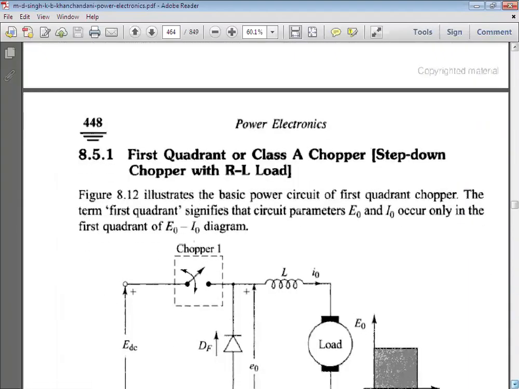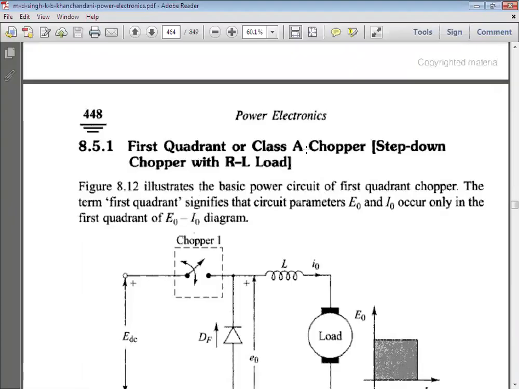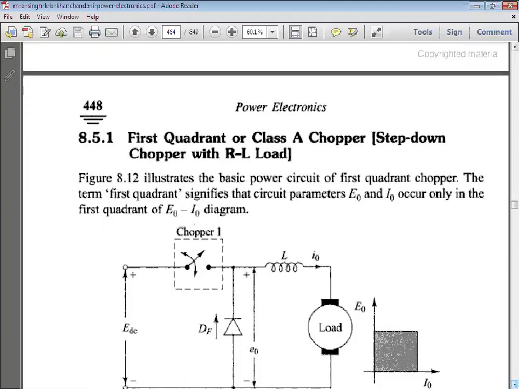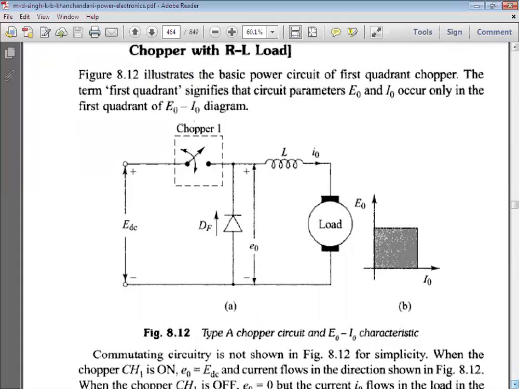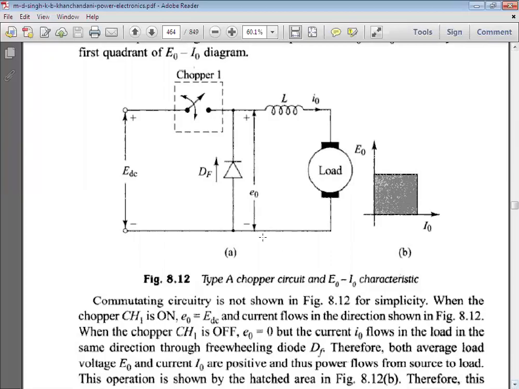First we will begin with class A chopper, which is also called a step down chopper with RL load. This is a first quadrant chopper or class A chopper. Why is it called a first quadrant chopper? You can see in this diagram, the output voltage and output current are both positive. This is very simple to understand.